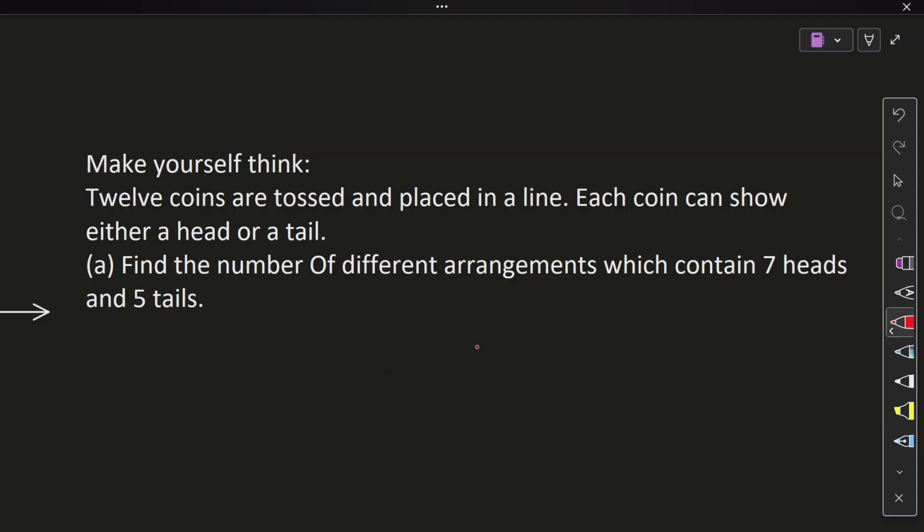Each coin you toss, head or tail can come on all of them. Heads and tails are the possibility, of course. Now, in part A, it says find the number of different arrangements which contains 7 heads and 5 tails.